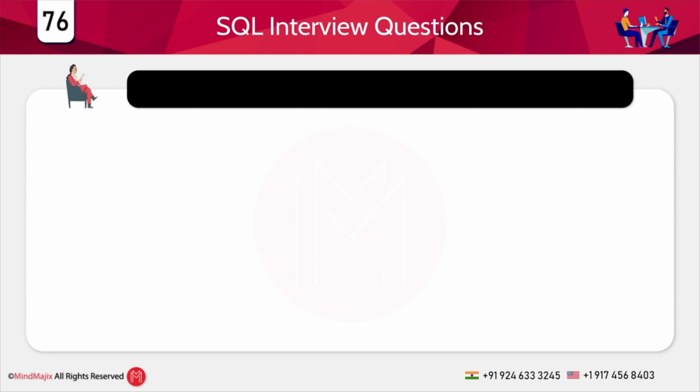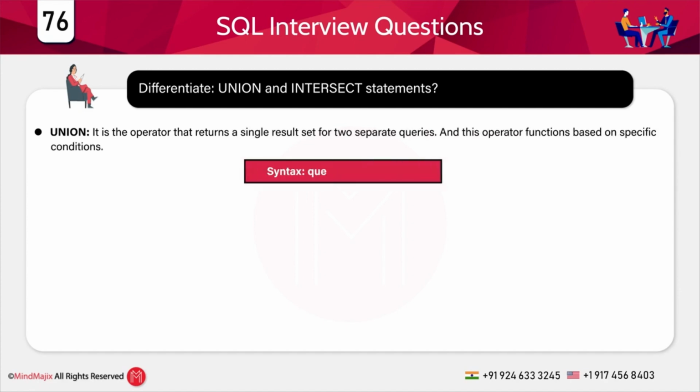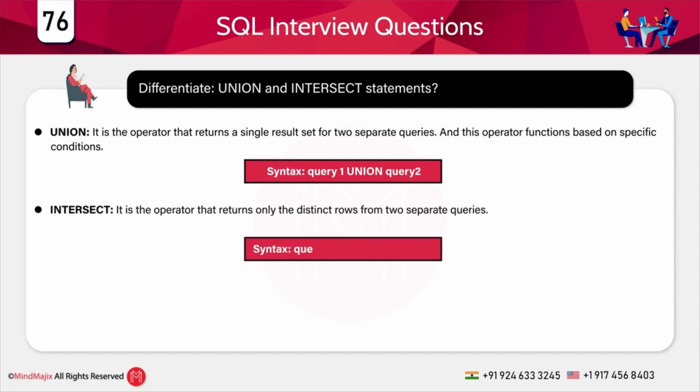The next question over here is the difference between union and intersect statements. If we talk about the union, it is the operator that returns a single result set for 2 separate queries. And this operator functions based on specific conditions. Now if you talk about the syntax of union, here basically what you do is you write the first query, and then you use this keyword, or you can say the operator, union, and then you write the second query. And if you talk about intersect, this operator returns only the distinct rows from 2 separate queries. And the syntax for that is query 1, then the intersect word, and then query 2.